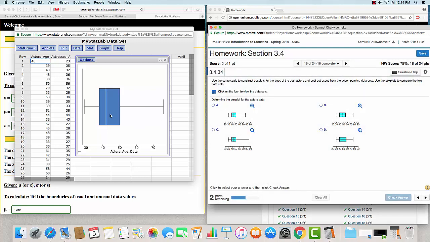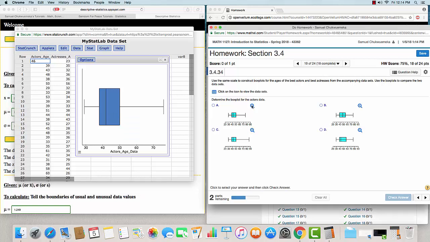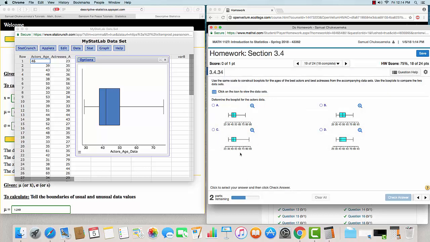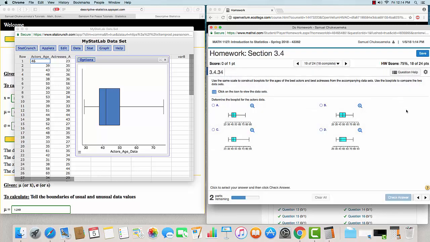The median is 42. A is okay. Median is 42. B is gone, because here it is greater than 45. So B and C are gone. Then D, median is 42. Okay, D is okay. Right?